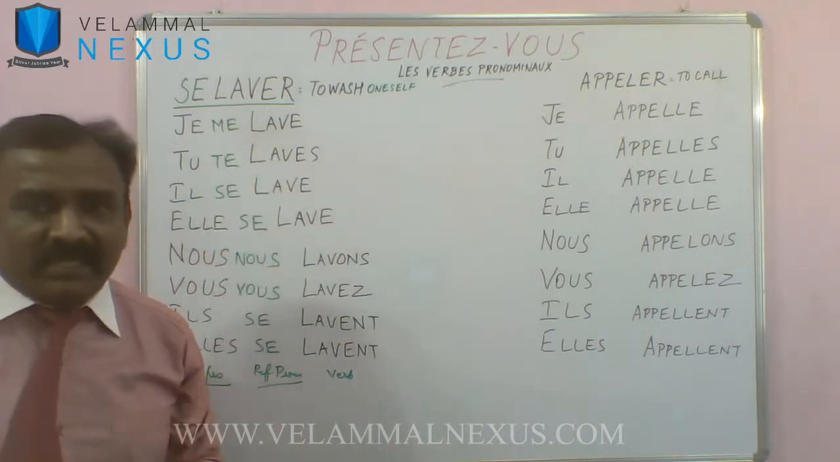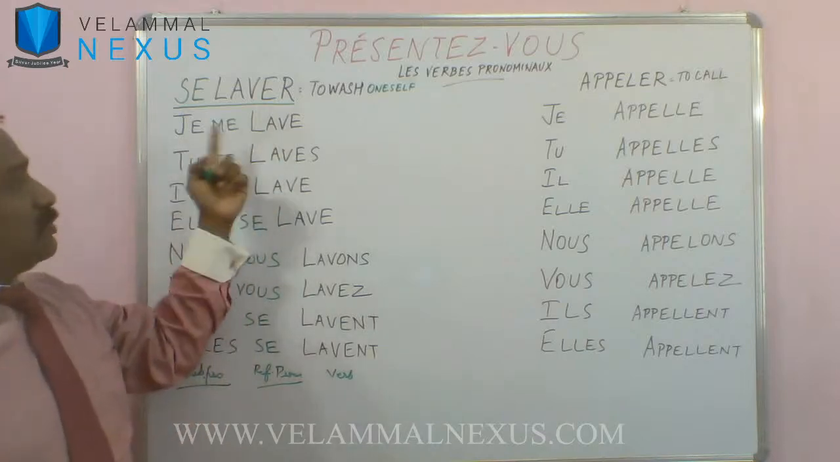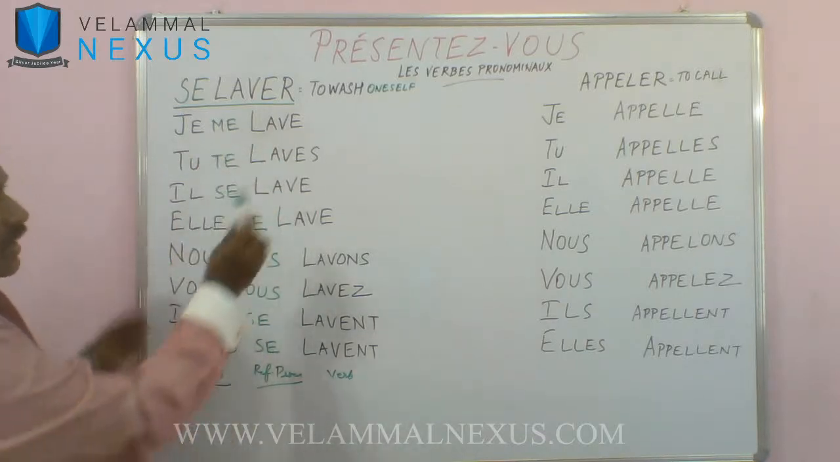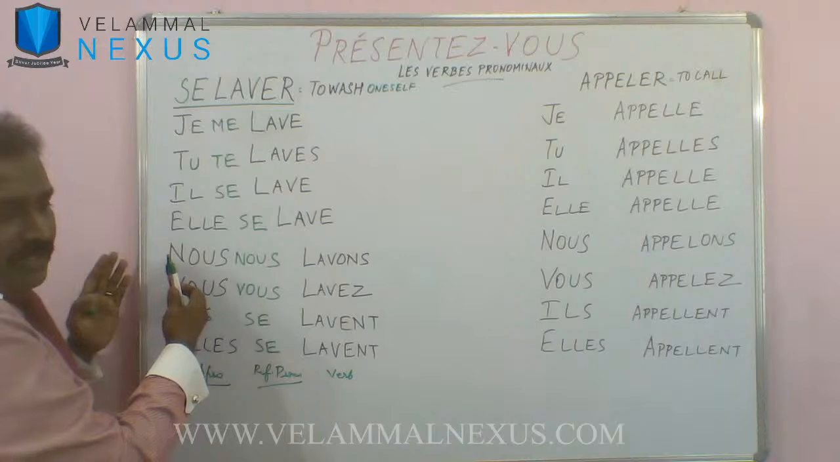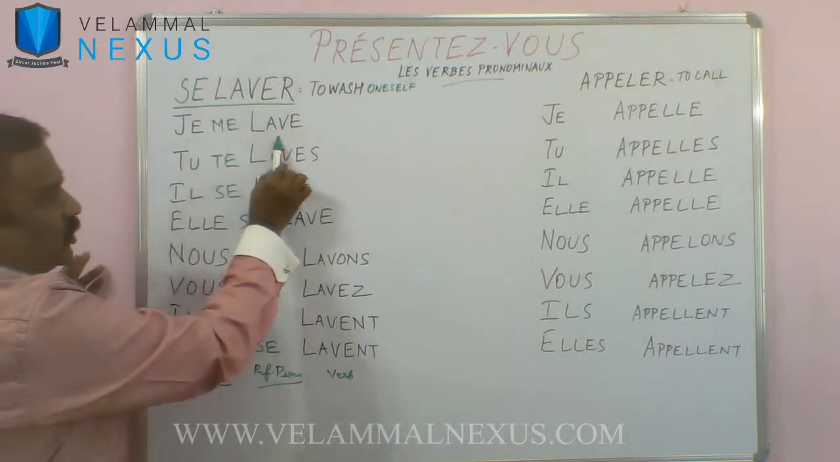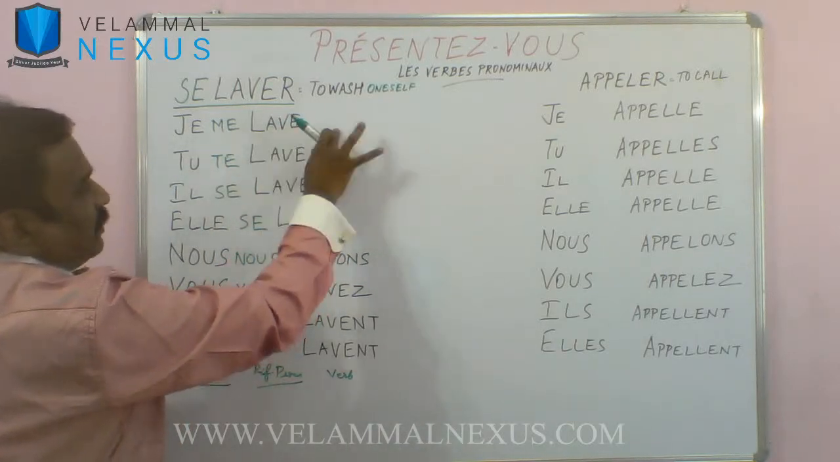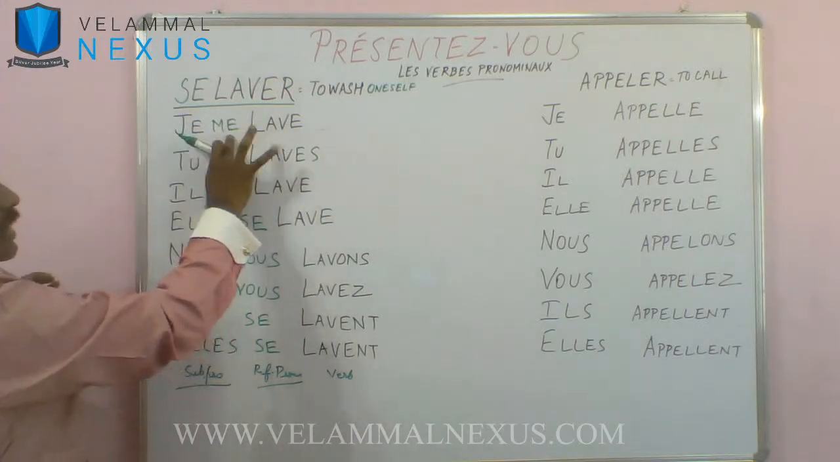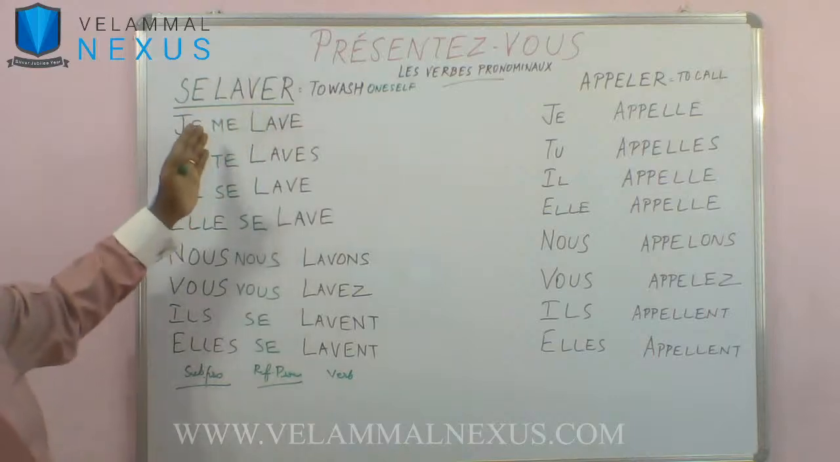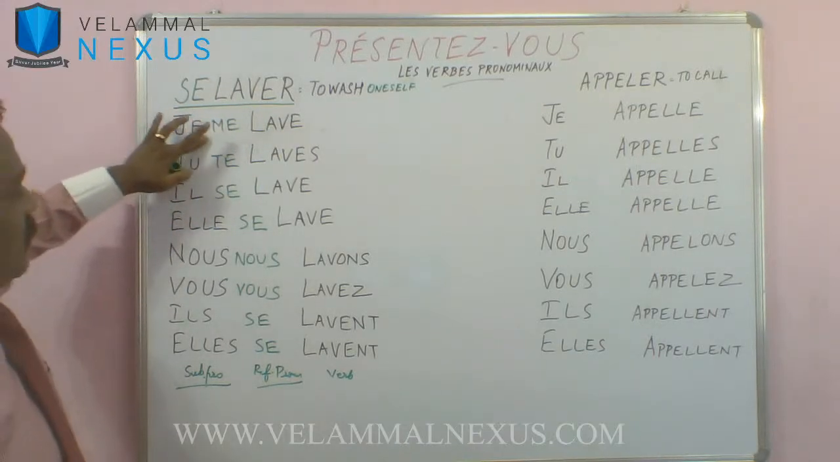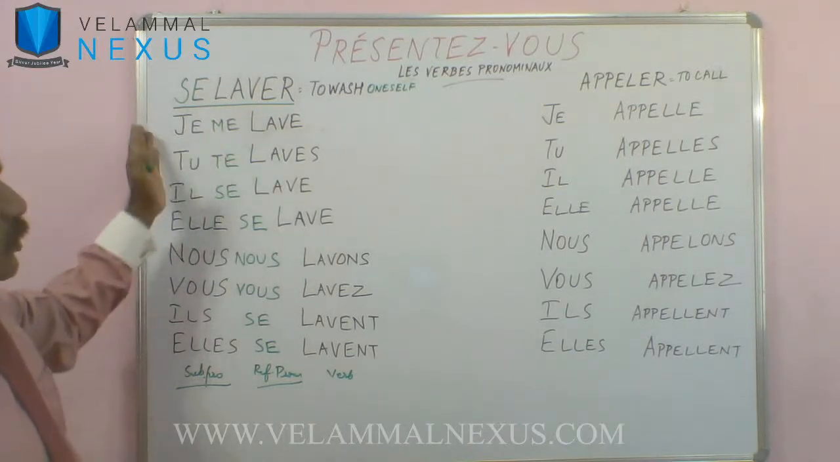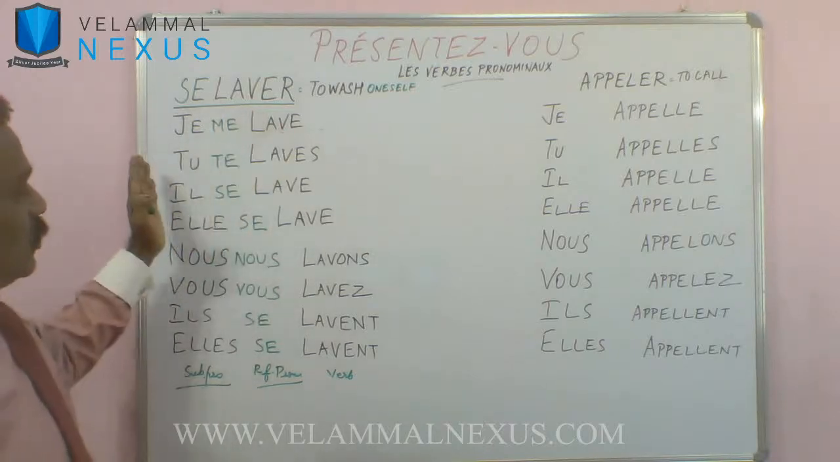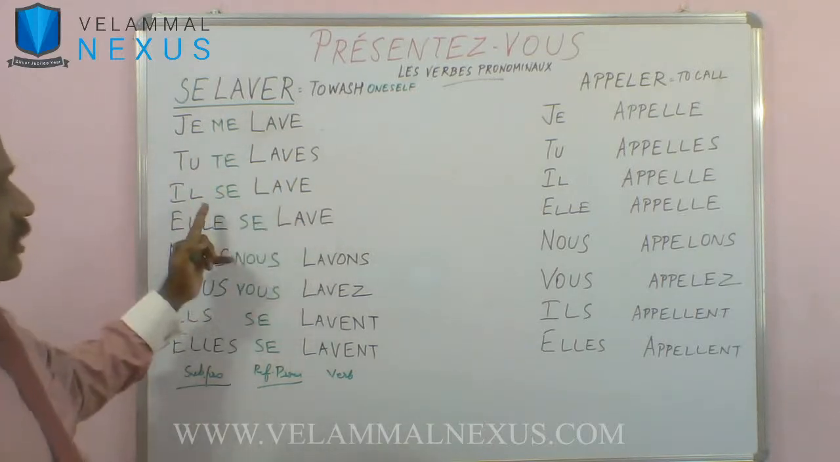Now, in English, when you translate je me lave, literally translated, it is I myself wash. That's not the way we say that in English. We say, I wash myself. But the structure is totally different in French. That myself, the pronoun, will always be placed before the verb in French. The reflexive pronoun comes before the verb. Je me lave, tu te laves, il se lave.